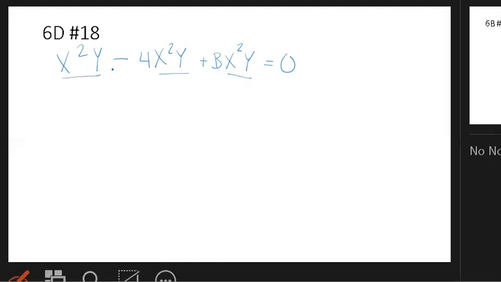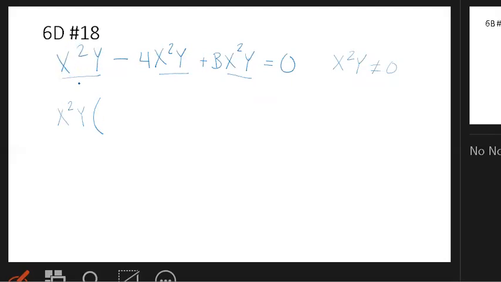There's a little caveat over here in the notes. It says x squared y is not equal to 0. That's important because if it was, then it wouldn't matter what b was, right? Everything would be 0. Okay, we can factor this out. This is our greatest common factor, so we can take it and pull it out to the side, x squared y. Now, what is left here?